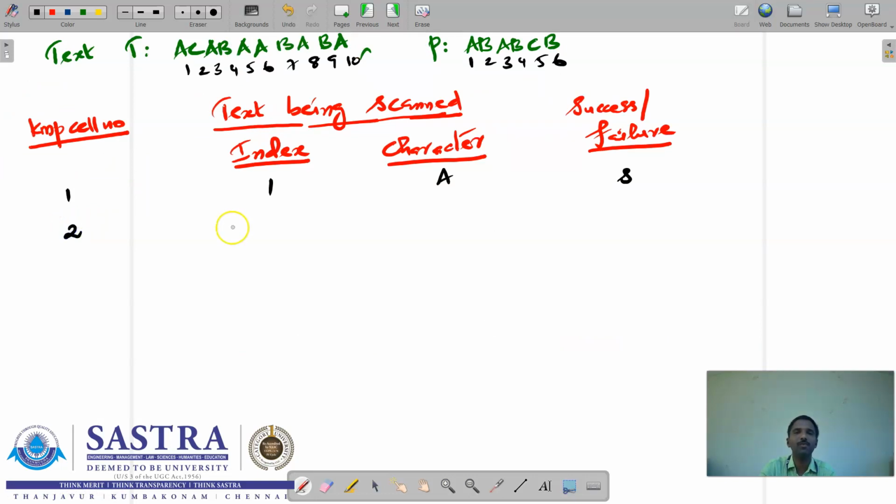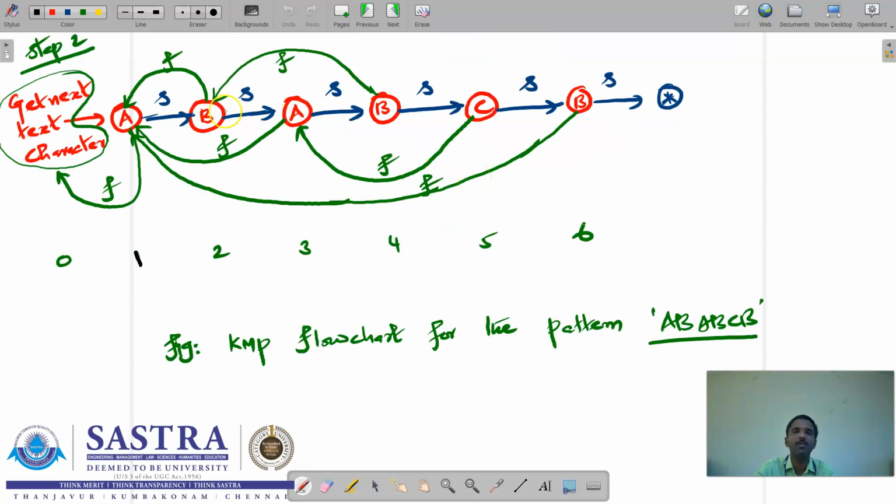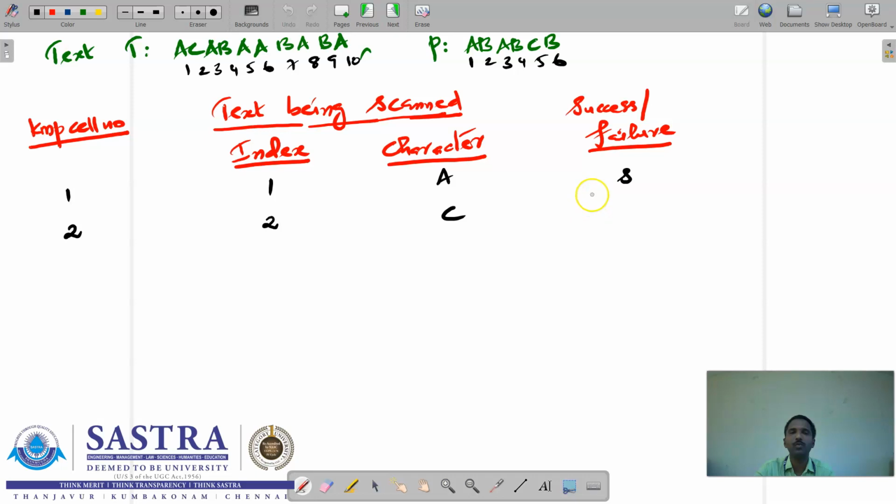KMP cell number is 2. Then the text index should be incremented by 1 during the success. Text index is 2. At the second index, the character available is C. Now at cell number 2, we need to check if there is a character C. From the diagram, we have a character B, not C. So at cell number 2, character C is not available. We have got a failure 1.